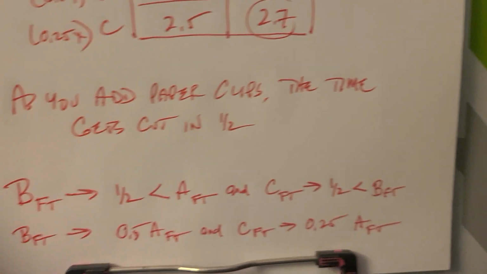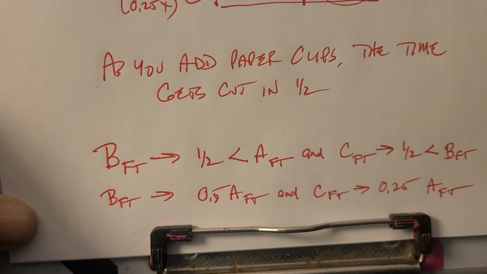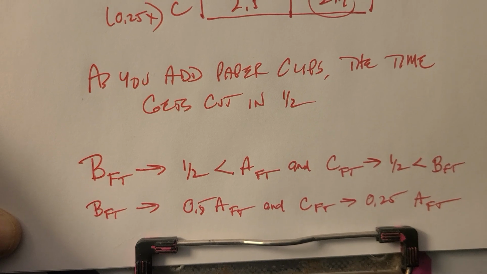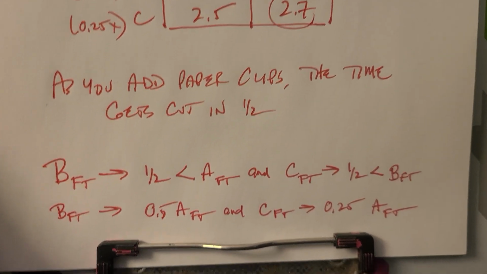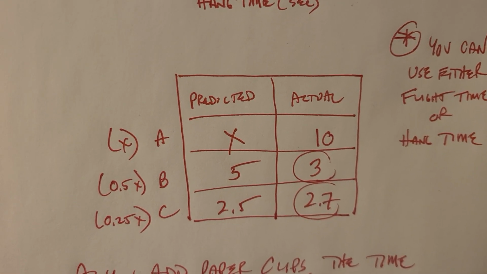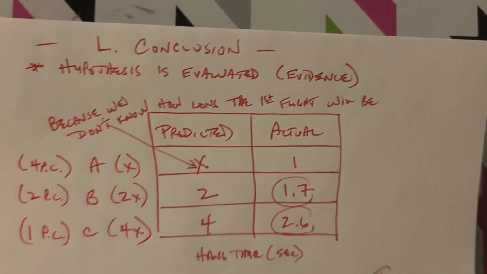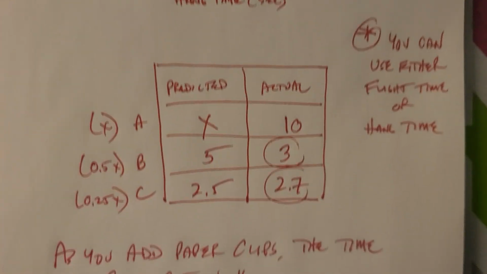Okay, so what else did I put down here? Yeah, or you could put it this way. You could use decimals, fractions, whatever. You're going to use decimals anyway to multiply. So understand that this is a really neat thing to put into that conclusion where you have the hypothesis is evaluated. What I want you to do, listen to me.